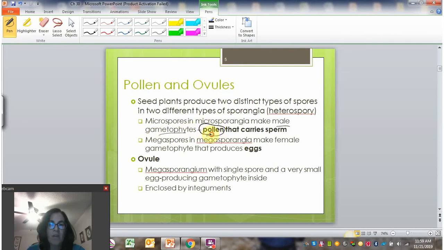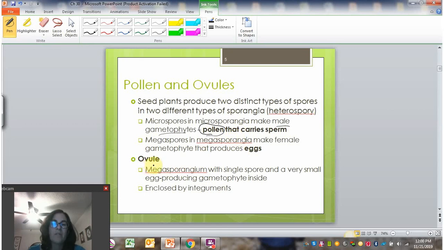So the structure that will contain the male gametophyte is called a pollen grain, and inside of the pollen grain will be sperm. Megaspores make the female gametophytes, and within the female gametophytes, eggs will be produced. And these will be retained inside of the plant, whereas pollen will travel.